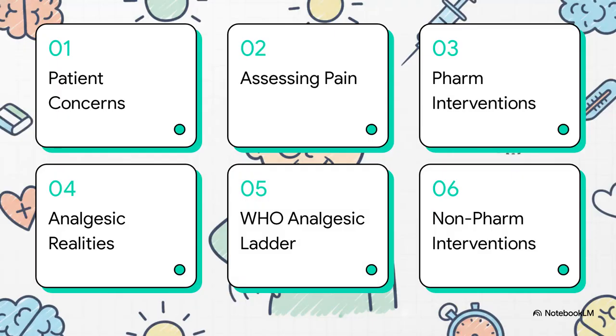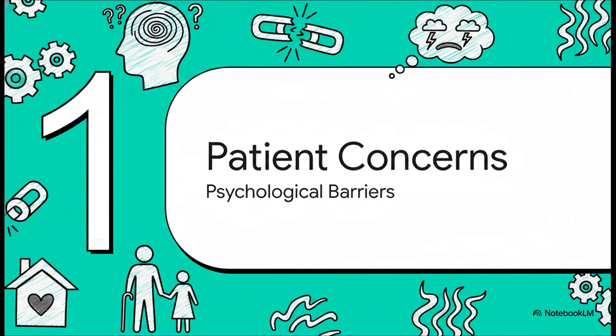Okay, let's dive into this and just quickly map out the clinical workflow arc we'll be using as our mental study guide today. We'll kick things off with patient concerns, then move right into assessing geriatric pain. From there, we'll break down pharmacologic interventions, face some analgesic realities, climb the WHO analgesic ladder, and finally wrap the whole shebang up with non-pharmacological interventions. Starting right off with Step 1.